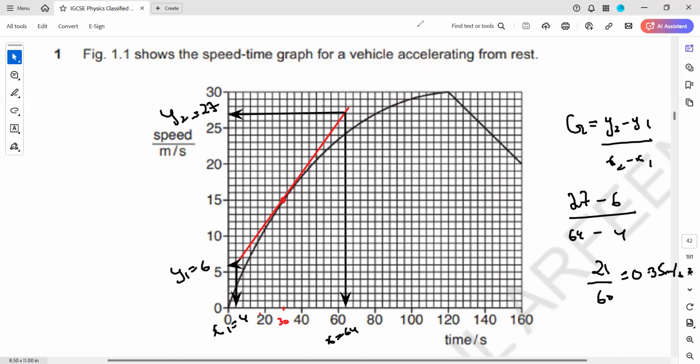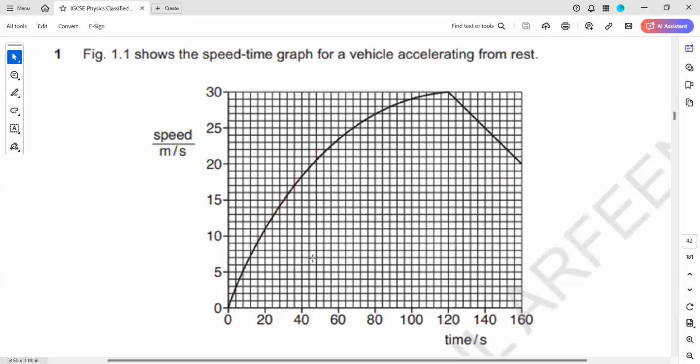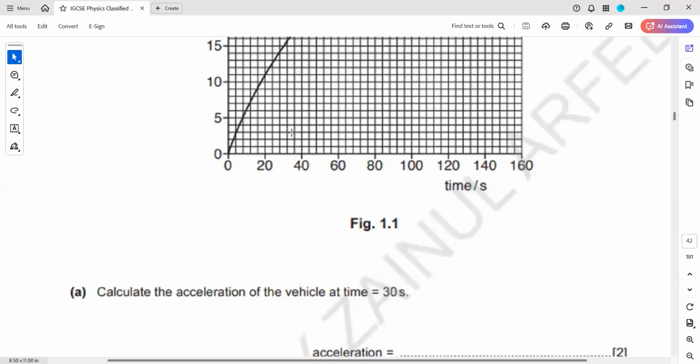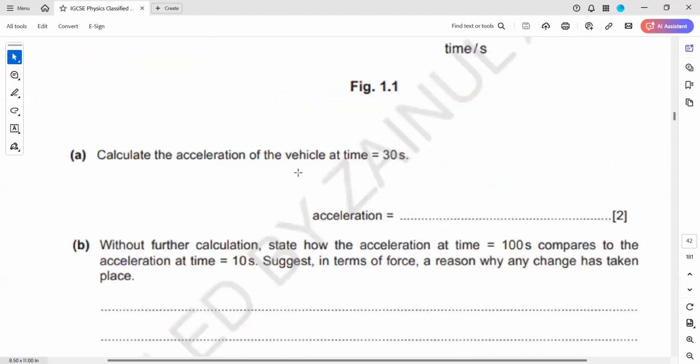Sir, when do we use this tangent? Whenever we have a speed time graph curve, we draw a tangent to the point at which we want to determine the acceleration. Because in the question, we want to determine the acceleration at time equals 30 seconds. That's why we do it specifically at 30 seconds.